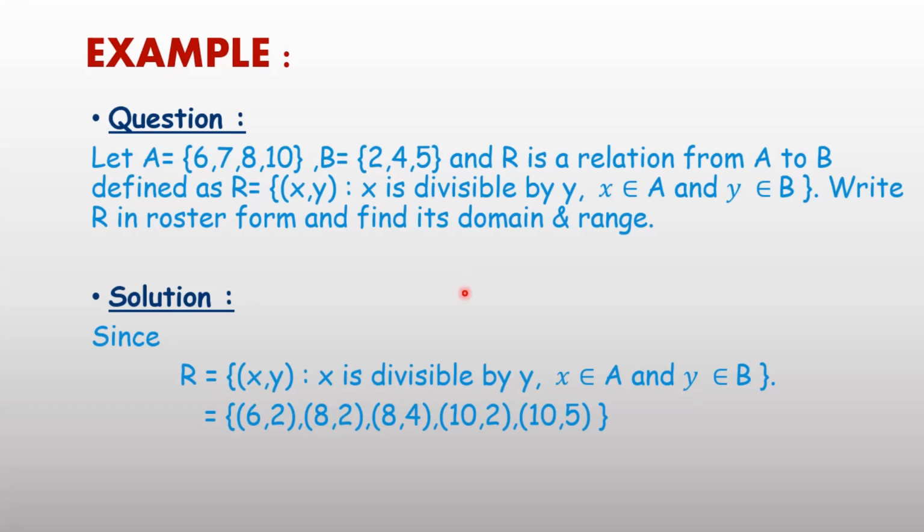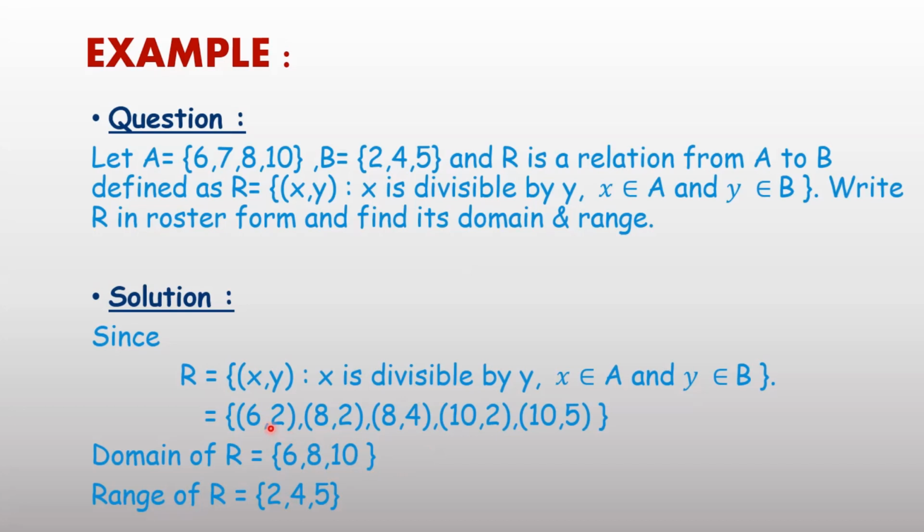Now next question. Find its domain and range. Domain means the collection of the first component of all ordered pairs, means 6, 8, 8, 10, 10. Write in the form of a set. The domain of R equal to {6, 8, 10}. And range, the collection of the second component of all ordered pairs. Second components 2, 4 and 5. In this pattern, you can write sets in roster form, the domain of the relation and the range of the relation.